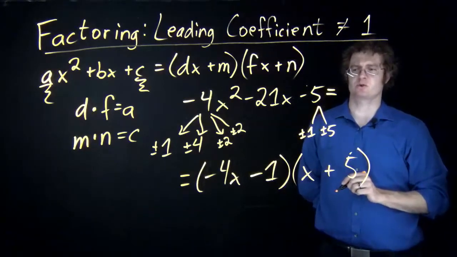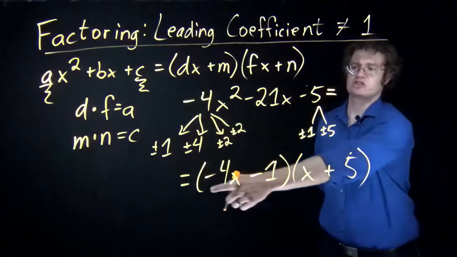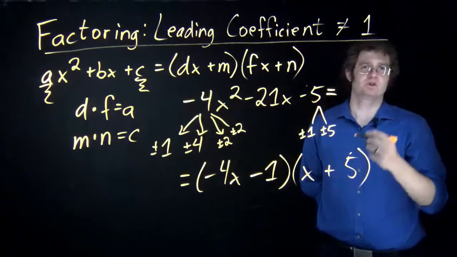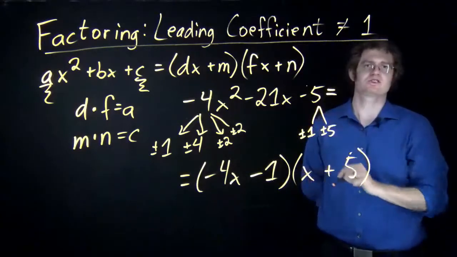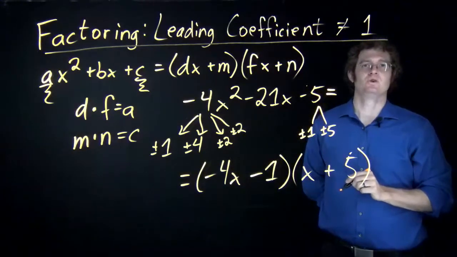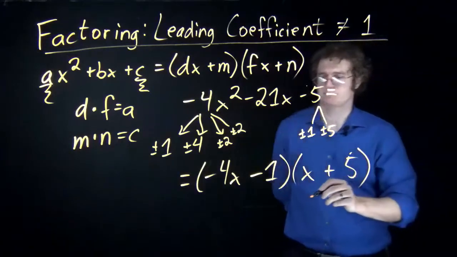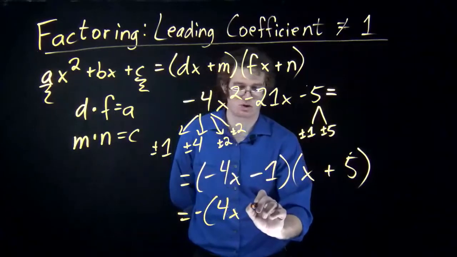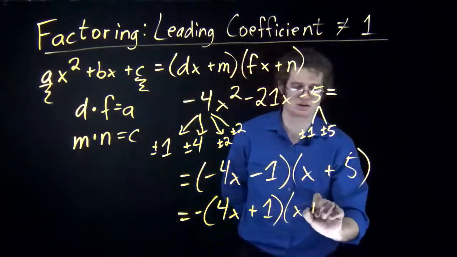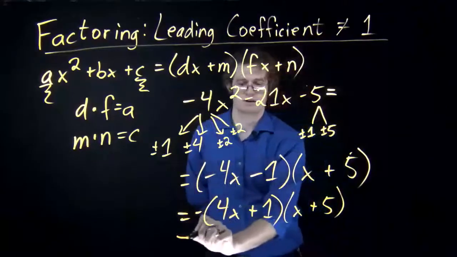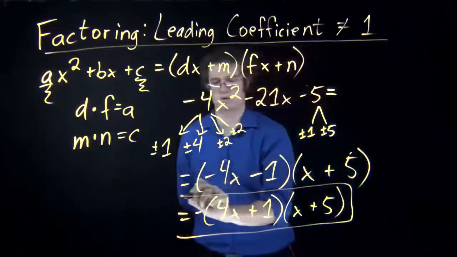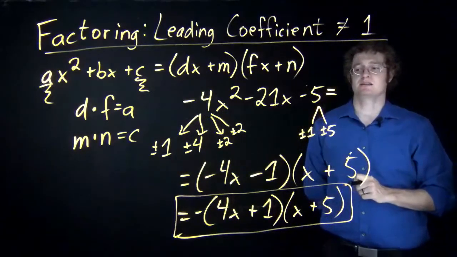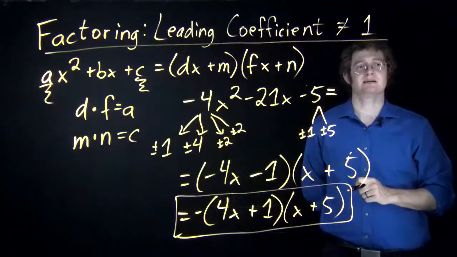We should always ask ourselves the question, can I factor any more? And it looks like I have a greatest common factor here, which I potentially could have taken out right at the beginning. That's fine if you see it at the beginning or you see it at the end. It does not matter. You will still end up at the same place. So let's take that minus 1 out. I have minus times the quantity 4x plus 1 times x plus 5. And so this would be where I would end up with my completely factored expression, minus times the quantity 4x plus 1 times x plus 5.